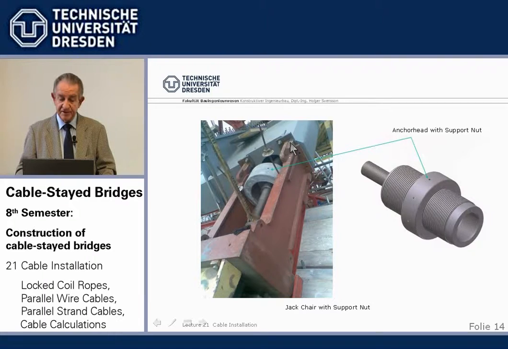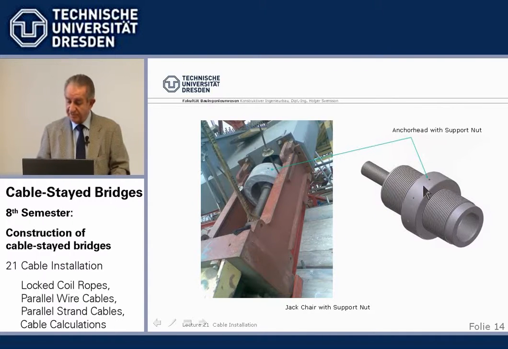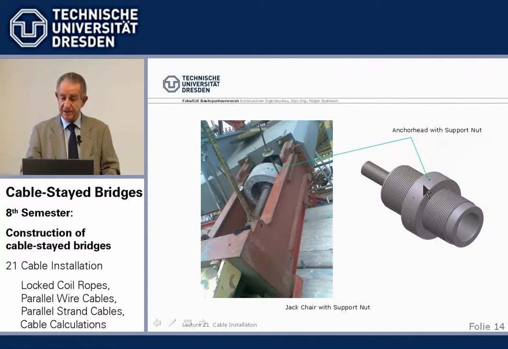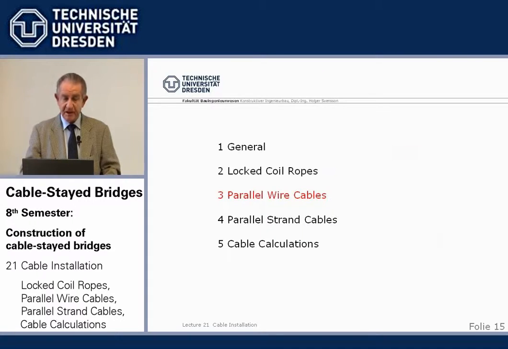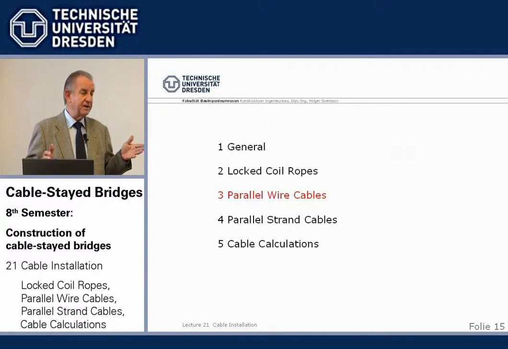So once with the tensioning rod we get the anchor head of the stay cable through the anchorage, then the support nut is screwed onto this outside thread, and the length can be regulated by varying the position of the support nut. That's basically the installation of the completely shop fabricated locked coil ropes.